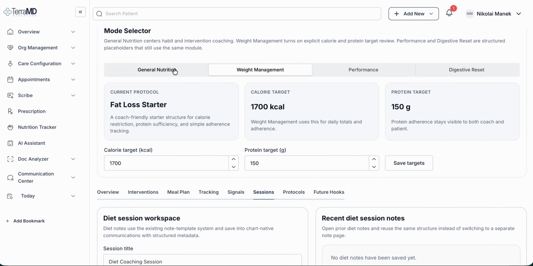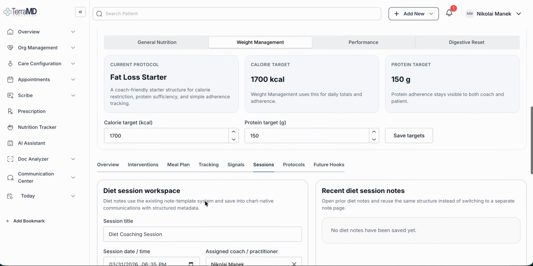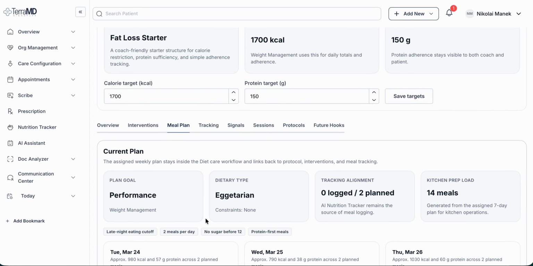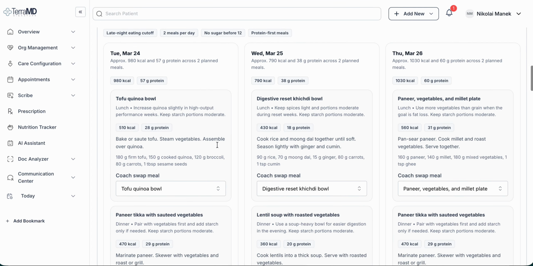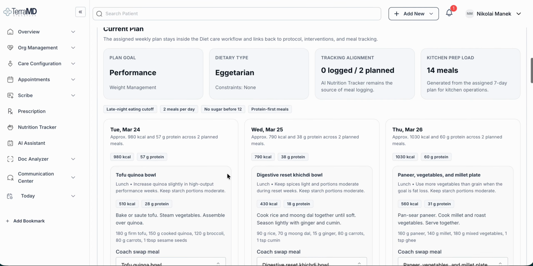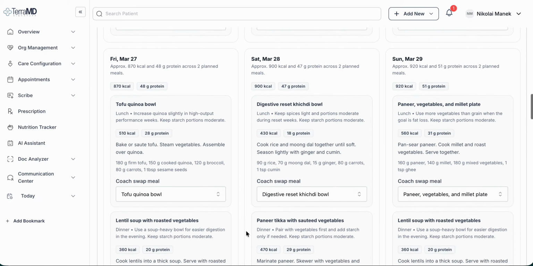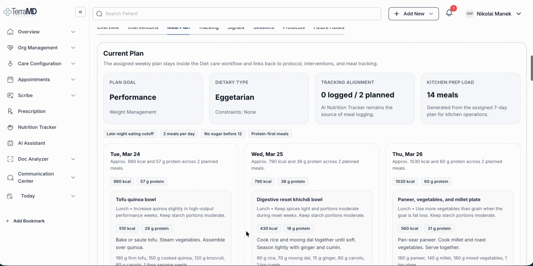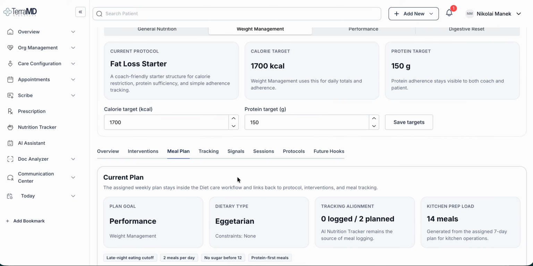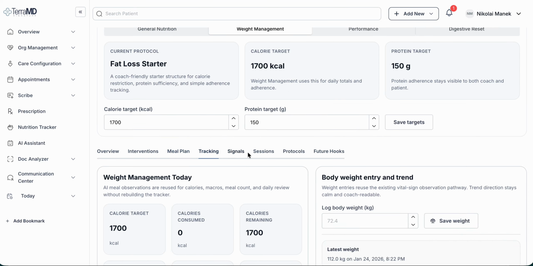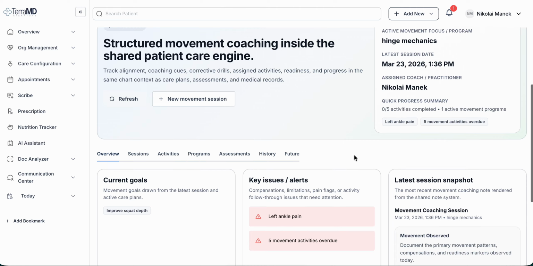You can create diet plans, meal plans. They can also be AI generated, but you should always double and triple check this. And then there's movement, yoga therapy.